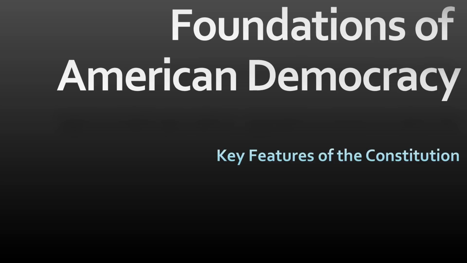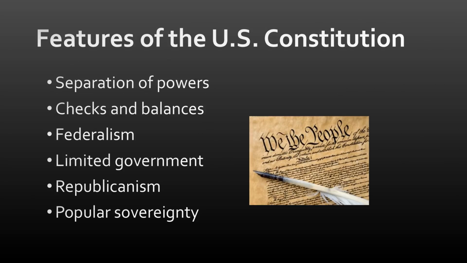All right, welcome back. Key features of the U.S. Constitution. All right, so we're going to go through 6 different ideas. Now, 3 of them we have talked about already in multiple videos: limited government, republicanism, and popular sovereignty. So I'm going to go through those pretty quickly when we get there. The first 3, though, we're going to spend some time with.